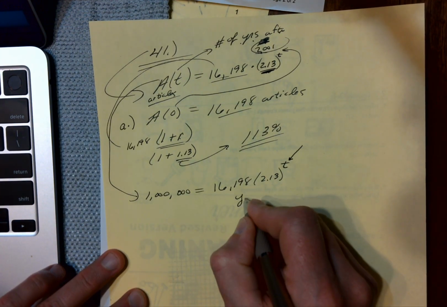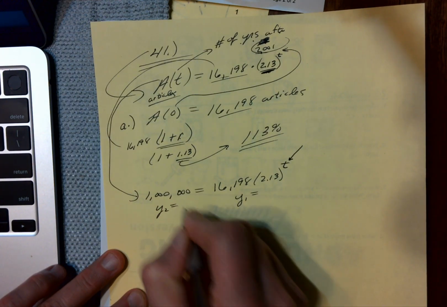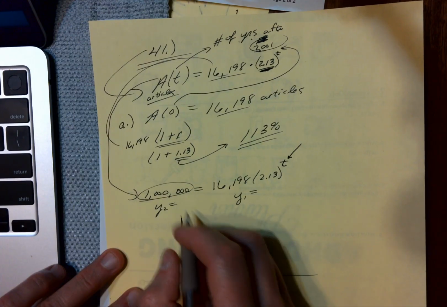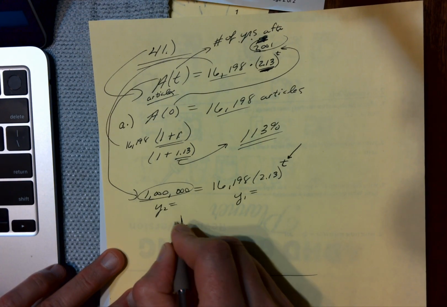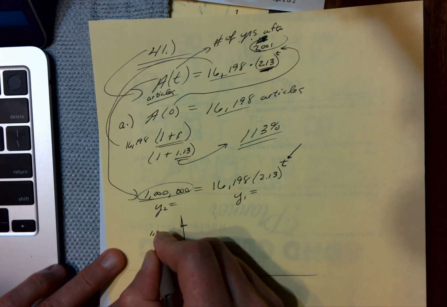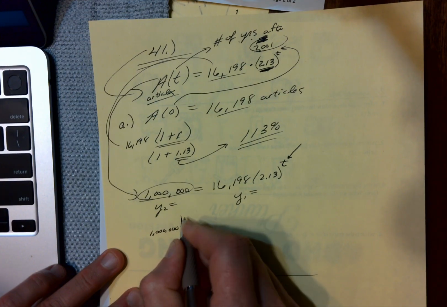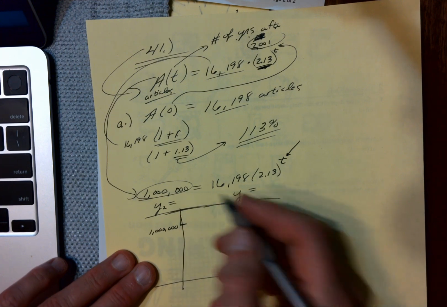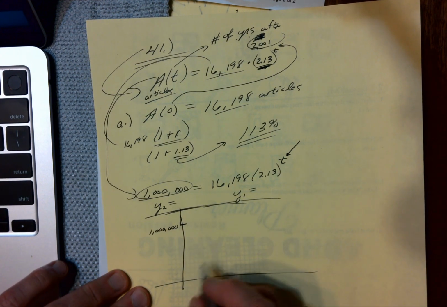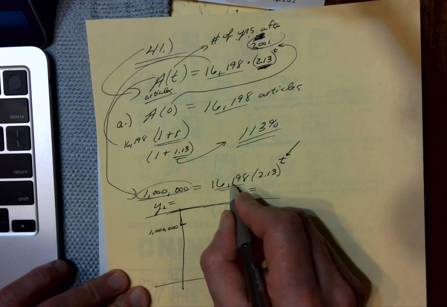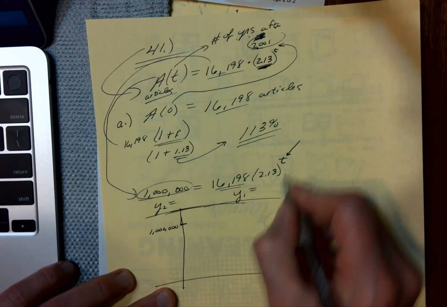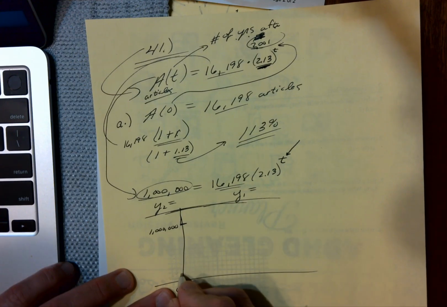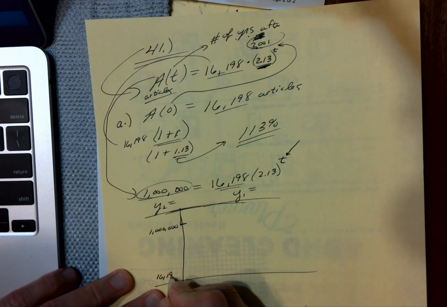So call this side y1, call this side y2, set it up. Although, be careful with your window, because this number is 1 million. So you're probably going to want to get up to around, if this is a million, you probably better get up here. Your window size much bigger than a million, maybe 1.1 million, something like that. Okay, this number, 16,198. If you say let t be 0, then that is the y-intercept, 16,198.